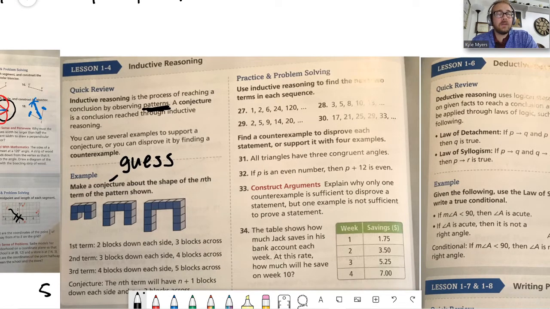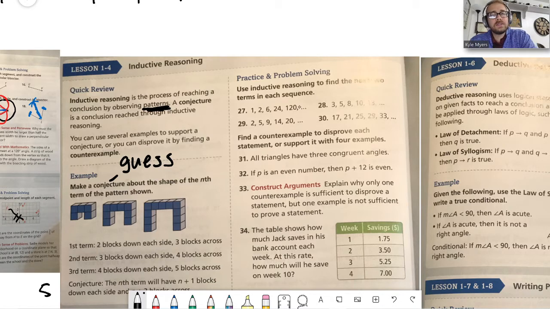The typical way to figure out a pattern in math is to figure out either what's being added each time or what's being multiplied each time. That's a pretty standard way. Or you can figure out how much it's adding and then look at the pattern in how much it's adding each time. You can do that too.